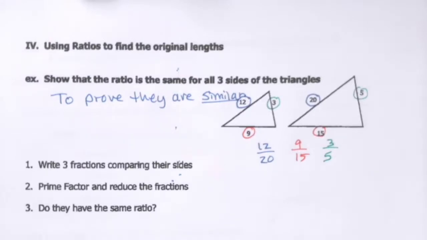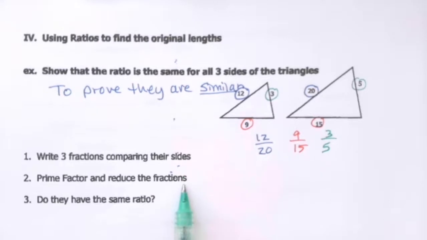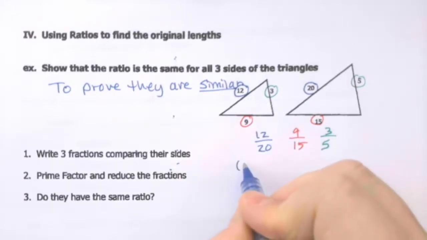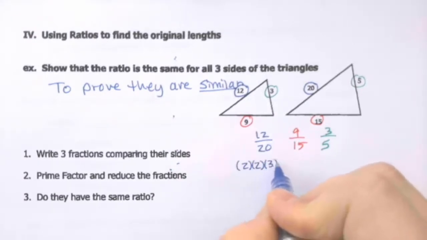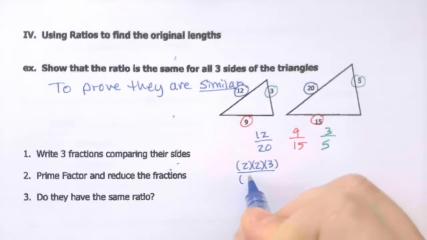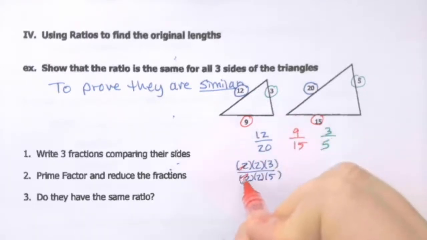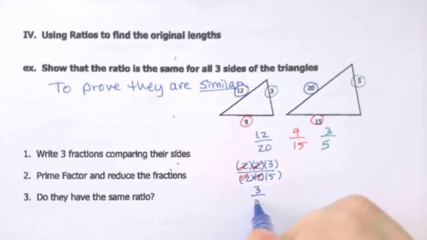To prove that all three make the same ratio, you write the three fractions comparing their sides, prime factor and reduce the fractions, and ask yourself, do they have the same ratio? Okay, so 12 over 20. 12 is 4 times 3, so 2 2 3. 20 is 4 times 5, so 2 2 5. A 2 divides out, a 2 divides out, and we're left with 3 over 5 in its reduced form.